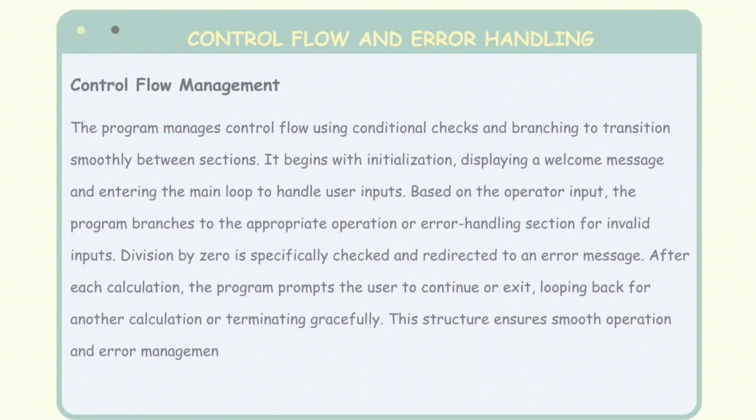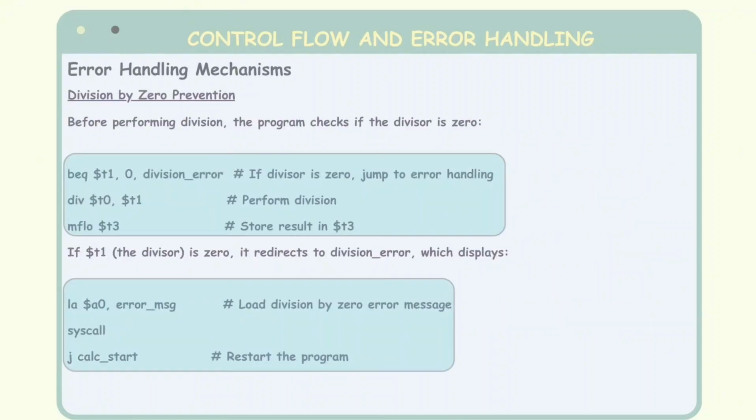After each calculation, it prompts the user to continue or exit, ensuring smooth transition and error handling. One of the error handling mechanisms that can be described is division by 0 prevention. Before performing division, the program checks if the divisor is 0, as can be seen in the code below. If the divisor is 0, it redirects to division error, which displays as shown.